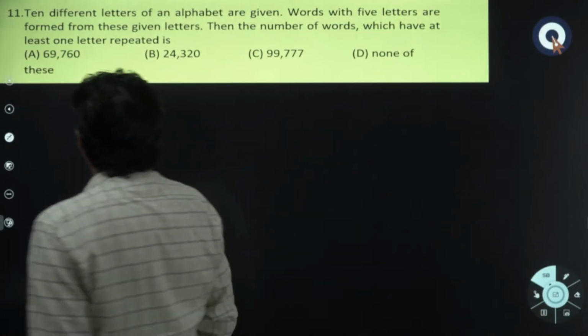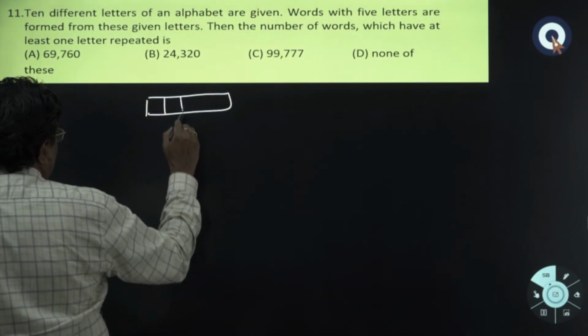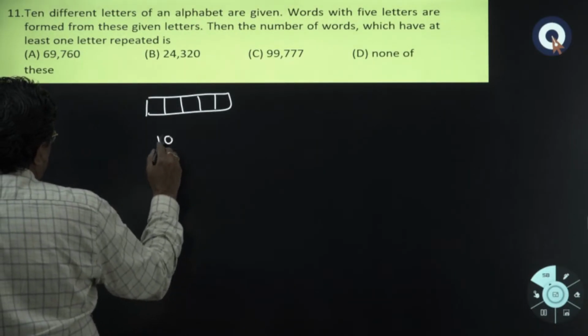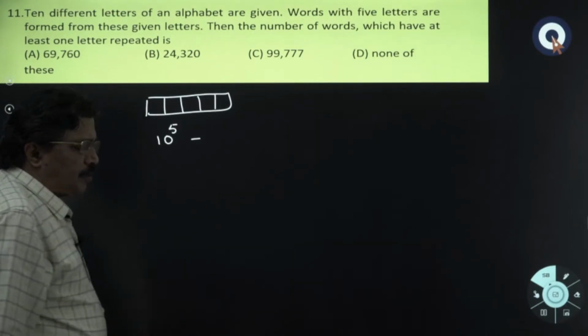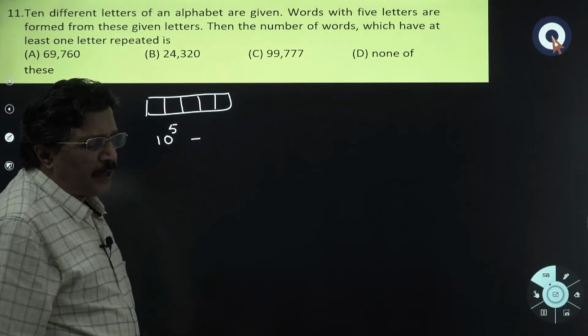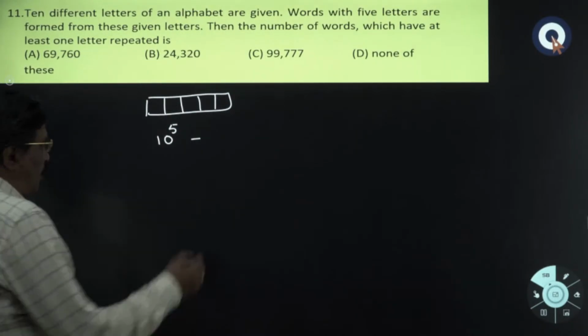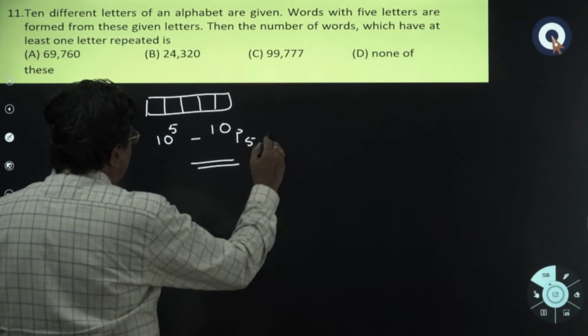So it's a question of filling up 5 blank spaces. The first blank space can be filled in 10 ways, and so on, giving 10 power 5. 10 power 5 is the total number of ways, repetitions, no repetitions and everything. Out of this, if I subtract the cases where there is no repetition, which is 10P5, the rest are all the cases where there is at least one repetition.